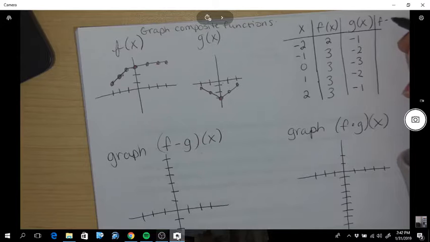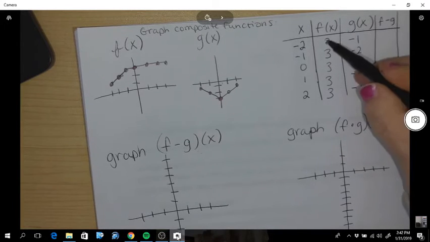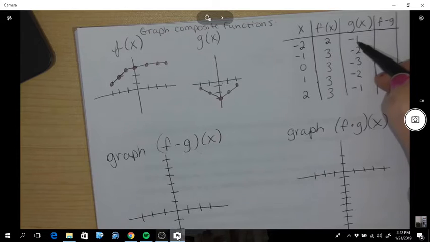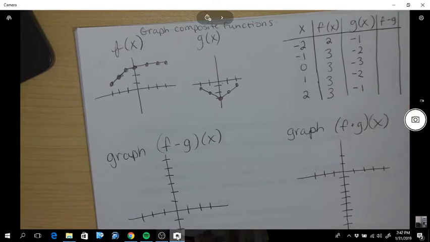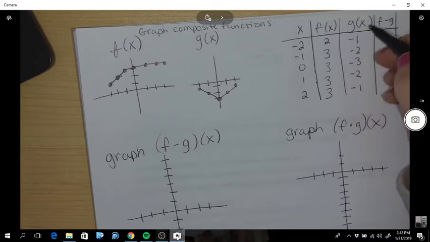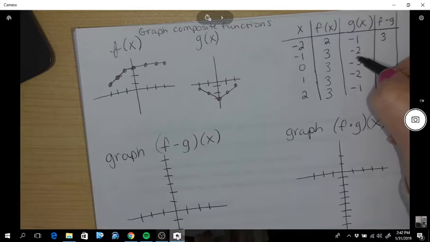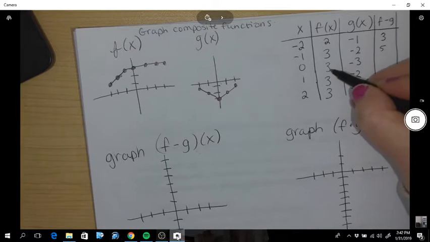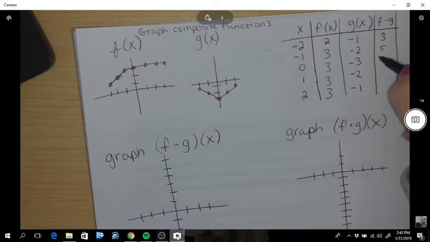So now, let's figure out what would happen if we took f of x minus g of x. So 2 subtract -1 is 3. 3 subtract -2 is 5. 3 subtract -3 is 6. 3 subtract -2 is 5. 3 subtract -1 is 4.